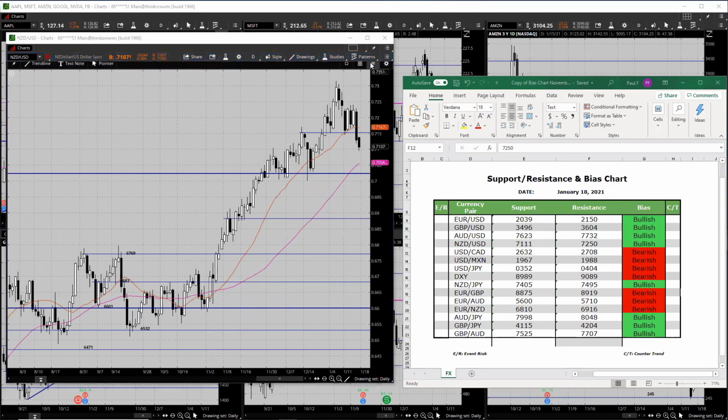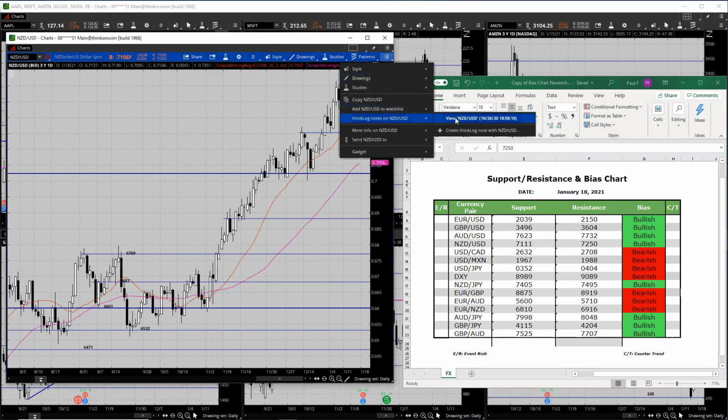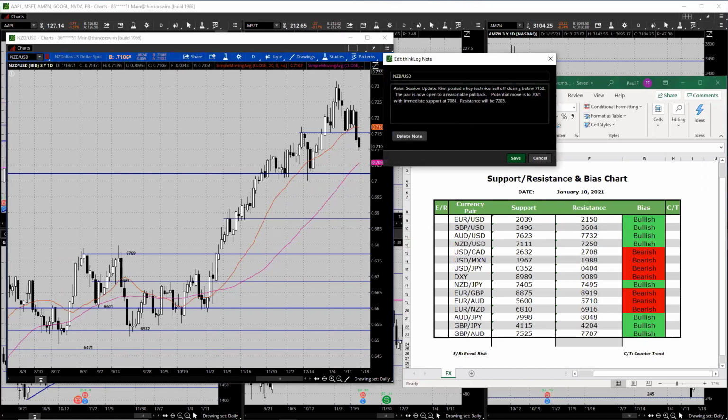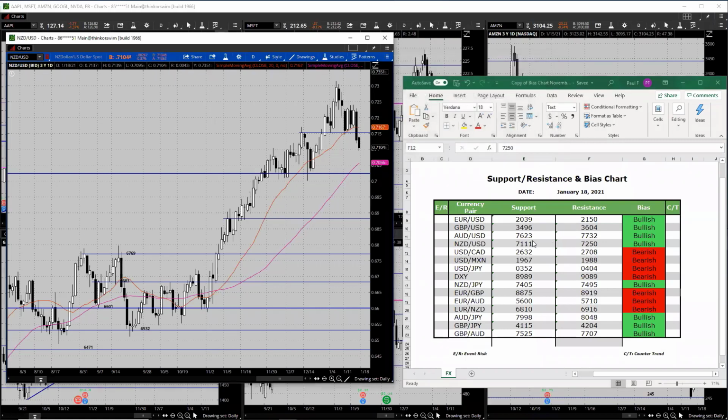On the Kiwi, posted a key technical sell-off, closing below 71.52. The pair is now open to a reasonable pullback. Potential move is to 70.21 with immediate support at 70.81 and resistance at 72.03. So 70.81.